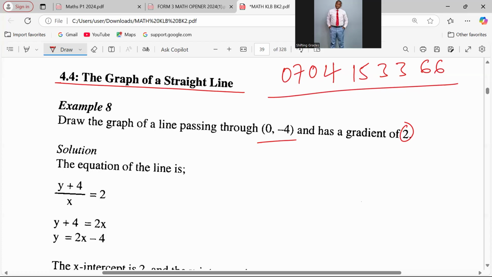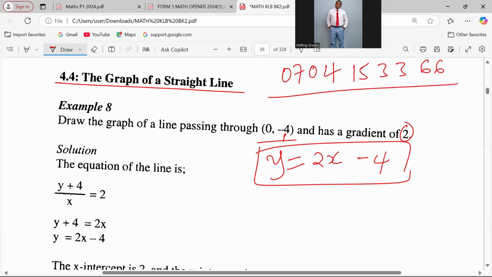What does it mean by this coordinate? It means for this particular line, the equation can be written directly. Gradient is 2, so 2x. And the y-intercept is -4, so -4. This is now the equation. With the equation, we can now conclude a few other things.